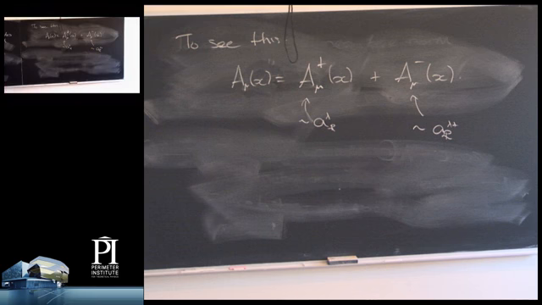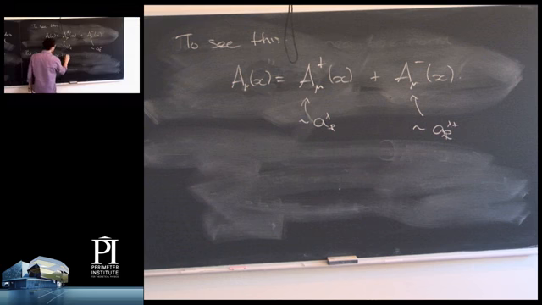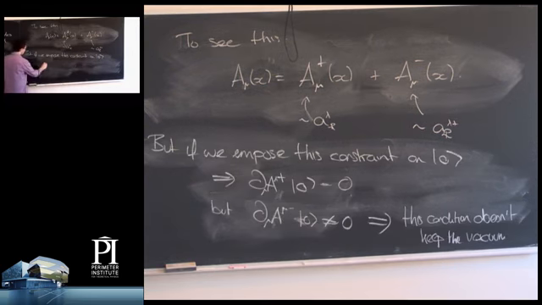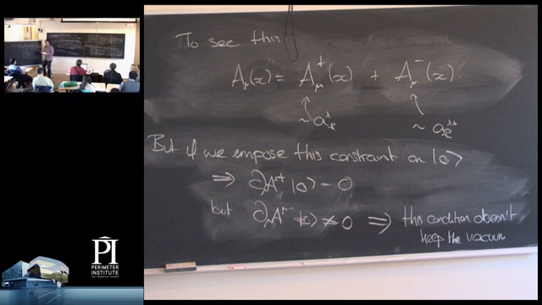So why is this too strong? Well, let's look at this on the vacuum. We should impose this constraint on the vacuum. Well, the first guy kills it immediately. But the second guy with the creation operator, that doesn't. So this isn't a good condition because it's just way too strong.